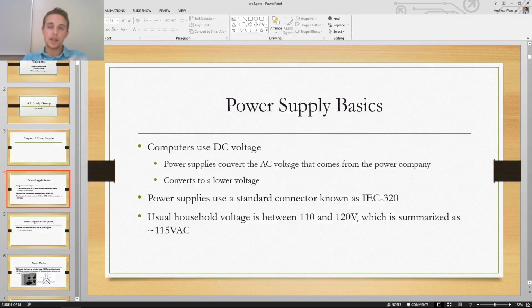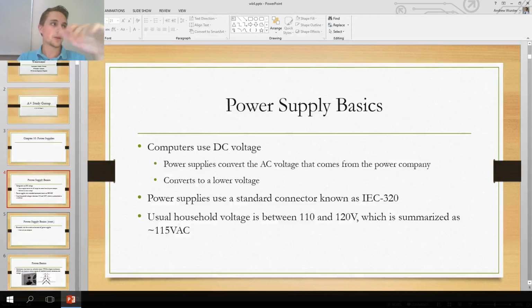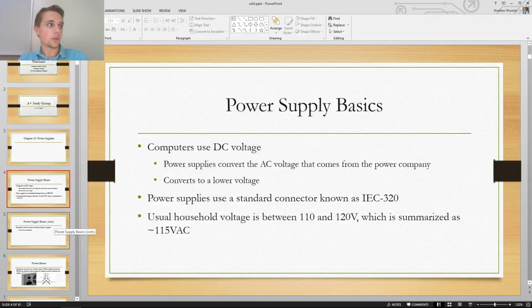So the actual standard connector that you plug in the back of here is known as IEC 320. Probably won't need to know that, but that's one of the things they had in the book. And then just know that the general range is between 110 and 120 volts. So if it's anywhere in there, it doesn't really matter if it's fluctuating between that range. If it goes over or under, then you're in trouble.